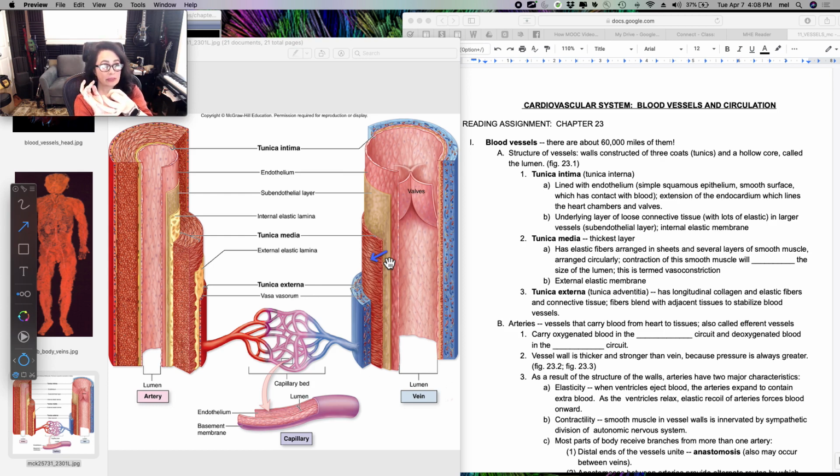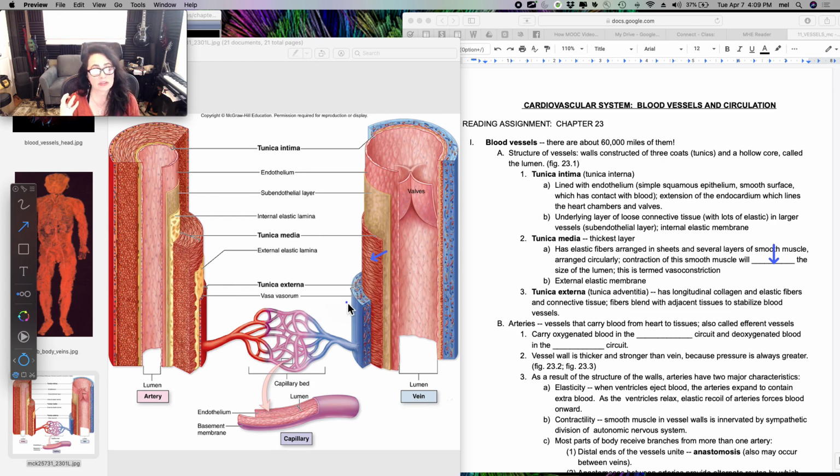And if you relax that smooth muscle, it will allow for dilation. So contraction of the smooth muscle will decrease the size of the lumen, and that's called vasoconstriction or just constriction. Okay. And then the outer layer is called the tunica externa, or sometimes the tunica adventitia.